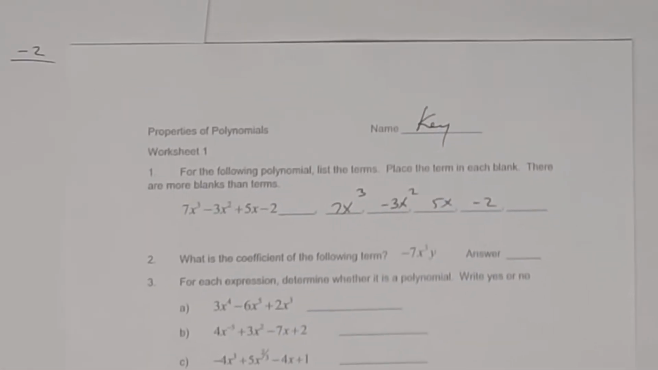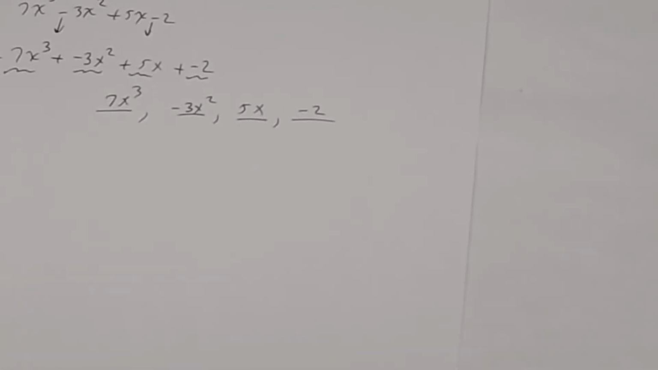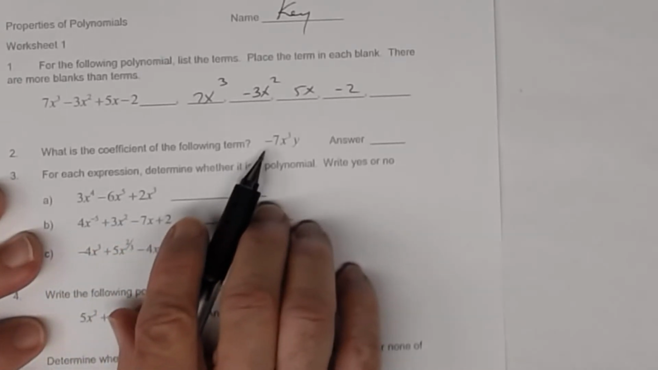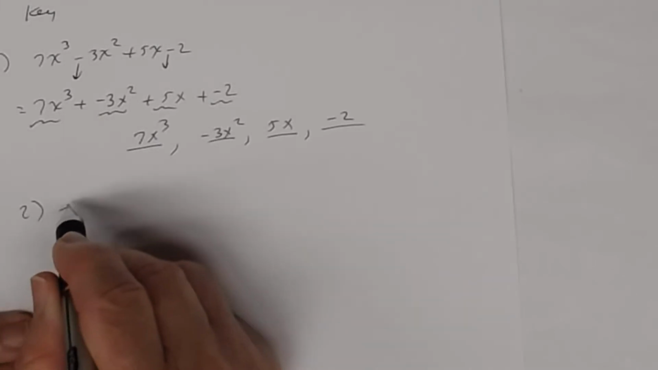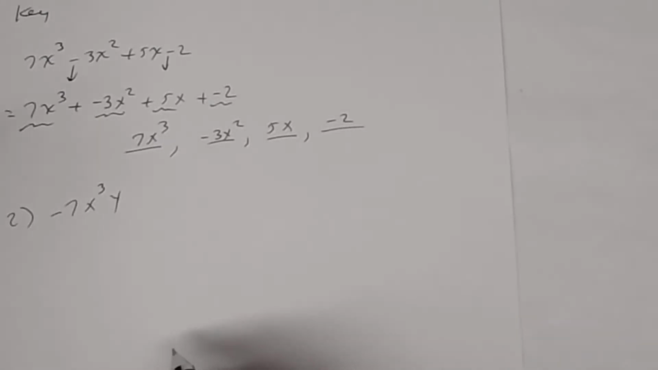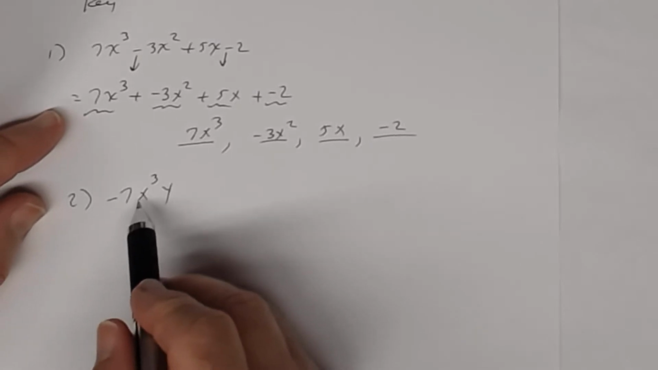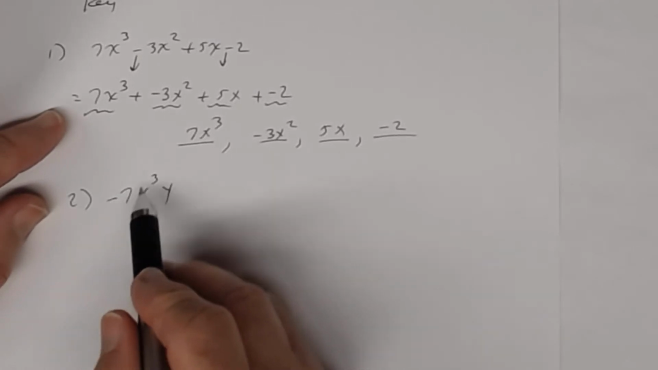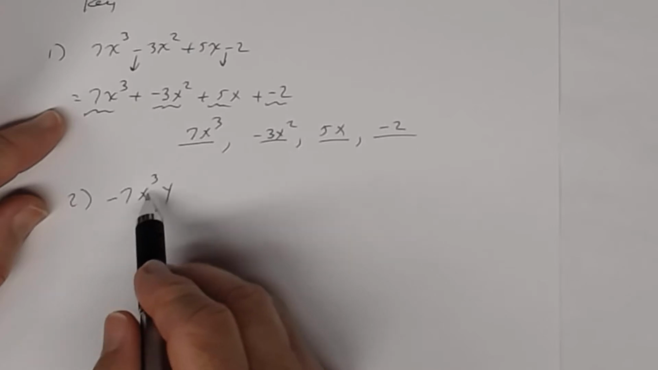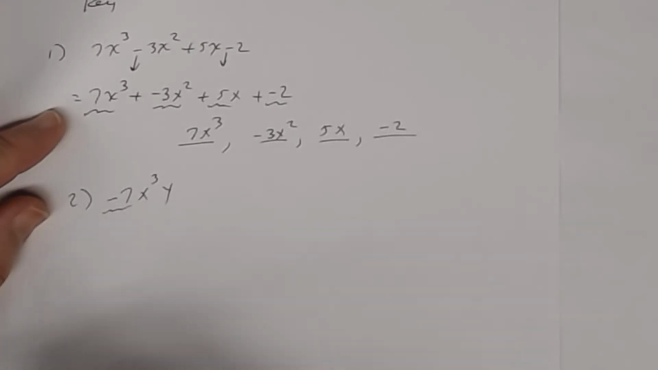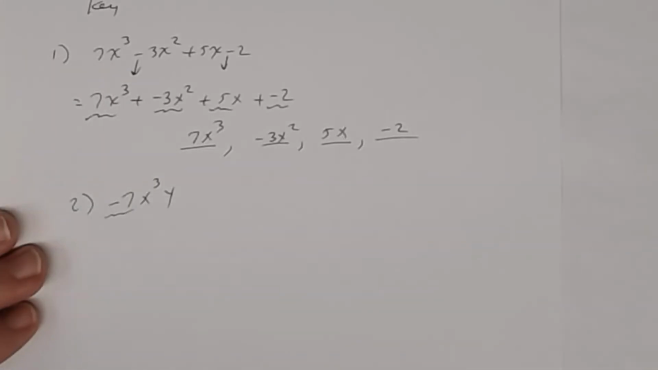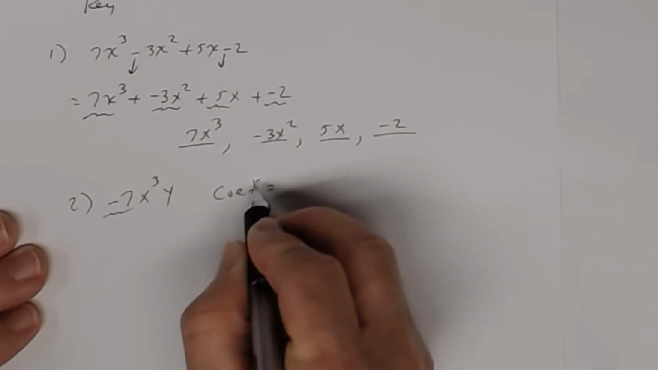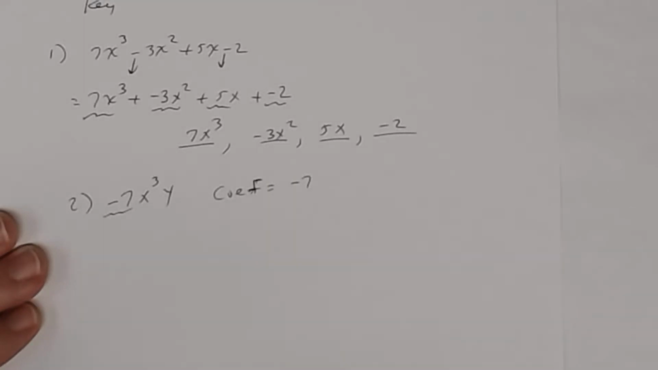Okay? All right. Number 2, you're asked, what is the coefficient of the following term? All right, so the term we have is negative 7x cubed y. That was an easy one, right? The coefficient is the number that you're multiplying that variable expression by. So x cubed times y is being multiplied by that negative 7. So the answer is negative 7. Okay? All right, so the coefficient equals negative 7. That's what you have to write.